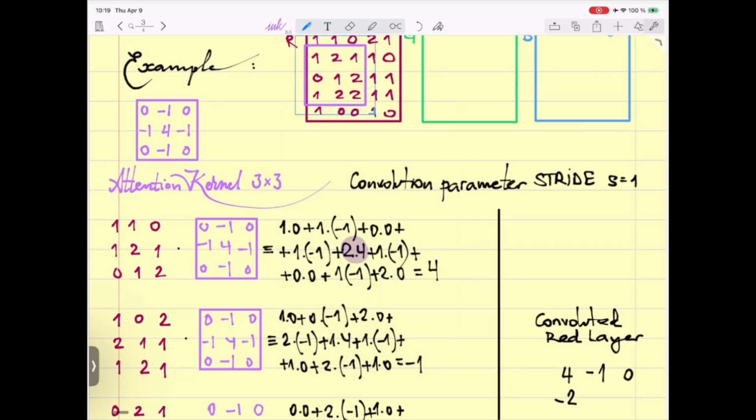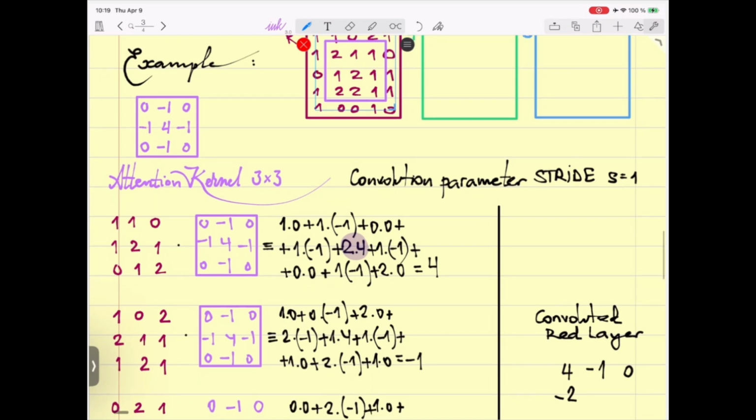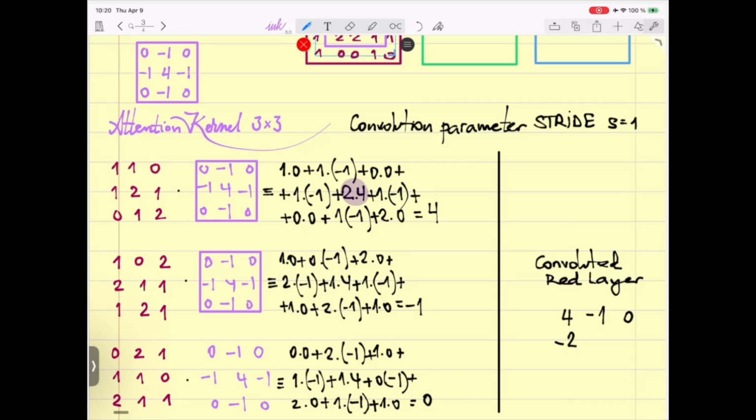In case I make a mistake, just correct me, please. 0 times 2 minus 1, 0 minus 2, plus 8 is 6, minus 1 is 5, minus 2 is going to be 3. Let me do it again. 0 minus 1, 0, minus 2, plus 8 is 6, minus 1 is 5, 0 minus 2 is 3. So next one is going to be 3.